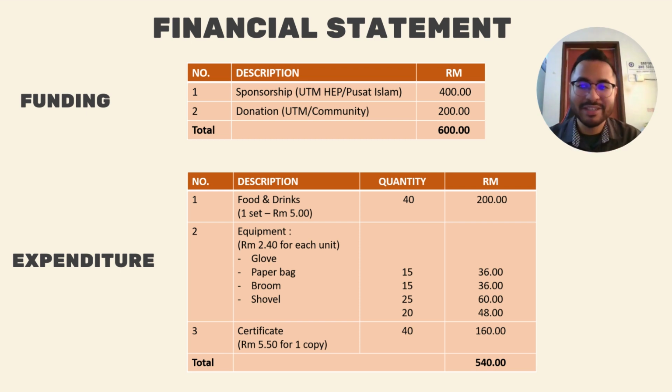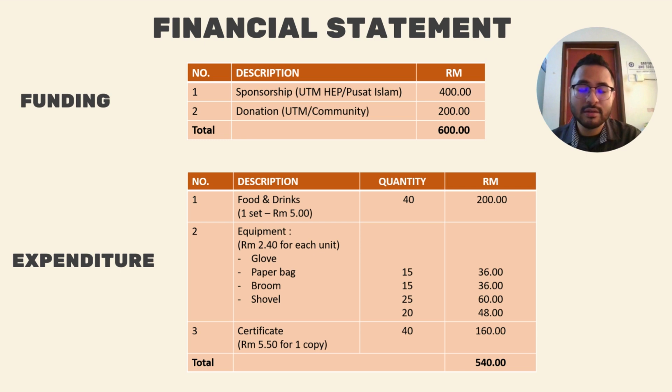Okay, next part is the financial statement. I will briefly explain around the fundings and also the expenditures. For the fundings, we targeted around 600 ringgit, which includes first is the sponsorship from UTM HEP or Pusat Islam, around 400 ringgit, and also donation from the UTM students and also staff members or the community itself for around 200 ringgit. Next is the expenditures.